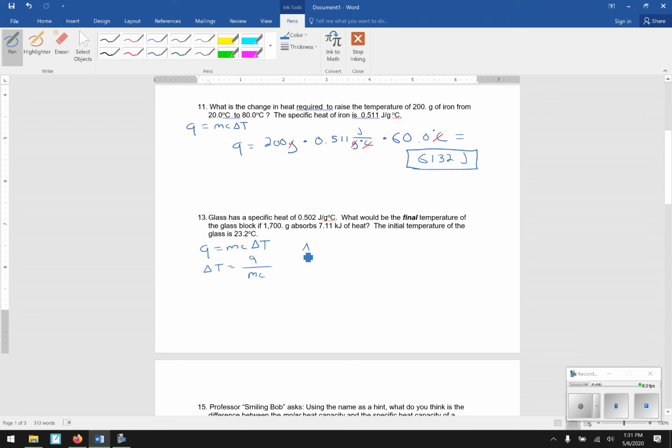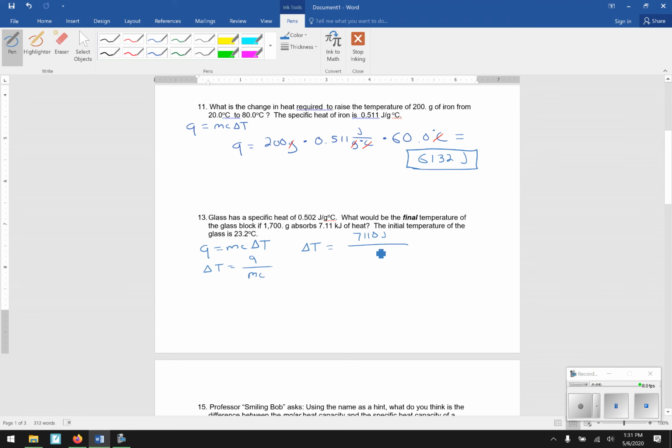So delta T equals, now you want to be careful, that's 7.11 kilojoules, and I'm going to convert that to 7,110 joules, because our specific heat is in joules per gram degree Celsius. So we want to convert our energy into joules. I just multiplied that by 1,000. If you actually want to do the conversion, you certainly can, but you don't have to. I assume all of you know how to multiply by 1,000.